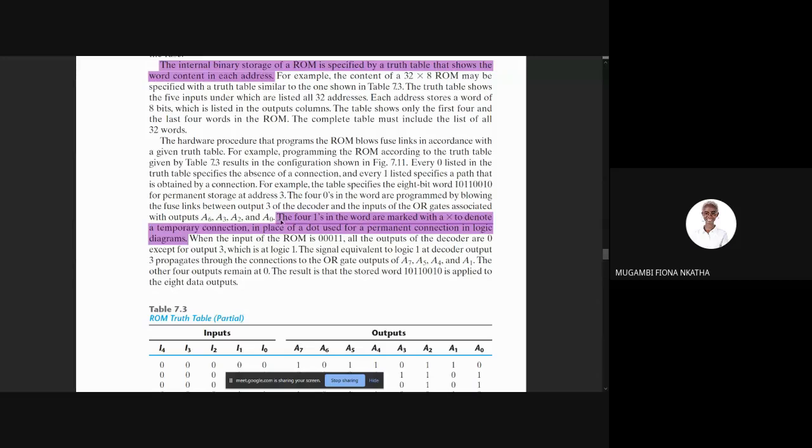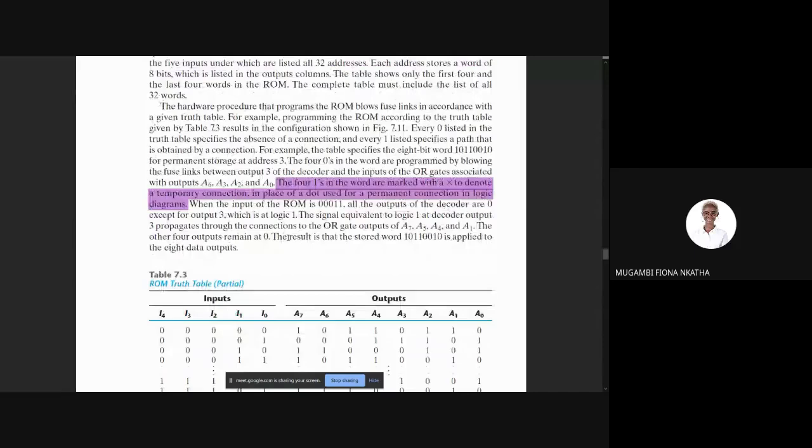Are you seeing this part? The 4 ones in the word are marked with an X to denote a temporary connection in place of a dot used for a permanent connection in logic diagrams. Does that make sense? Is it answering or creating more questions? Can I try an answer? Yes, thank you.